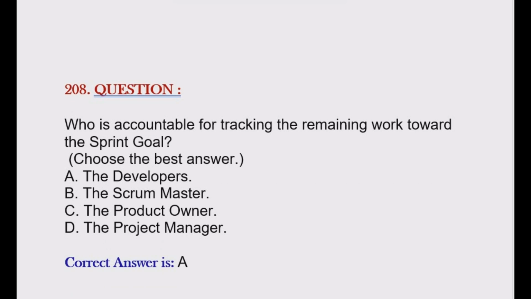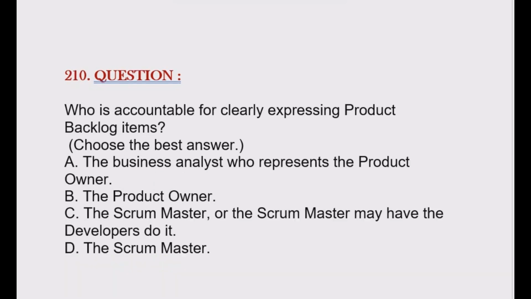Question is, who is accountable for tracking the remaining work toward the sprint goal? Option A, the developers. Option B, the Scrum Master. Option C, the product owner. Option D, the project manager. Correct answer is option A.